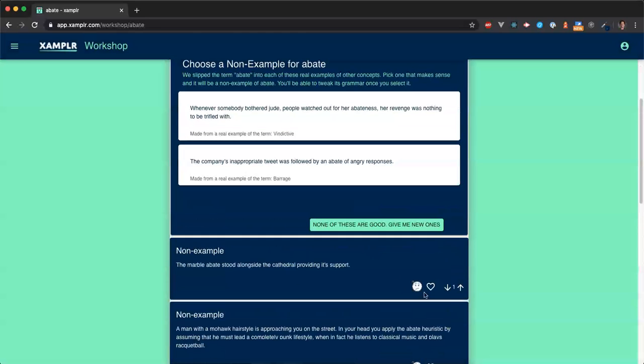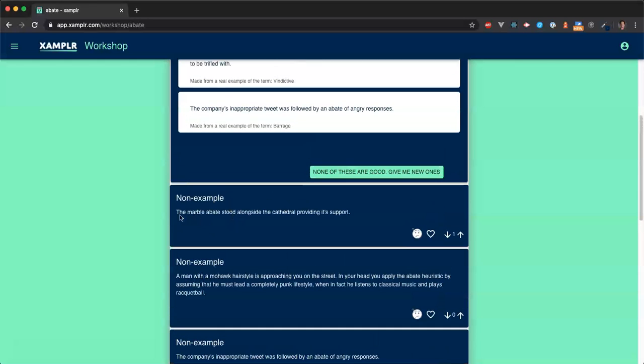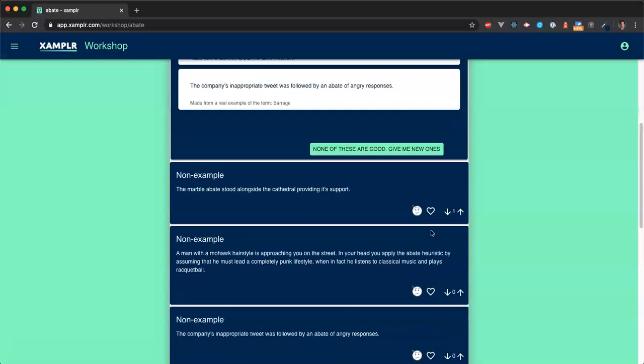Now, a question that comes up with the voting on non-examples. What does an up arrow mean? What does a down arrow mean? This is a non-example. That's right, it's a non-example. It should still be good. It should still be grammatically correct, but it should just not make sense as an example of abate. So these all should not be accurate real examples of the word abate.